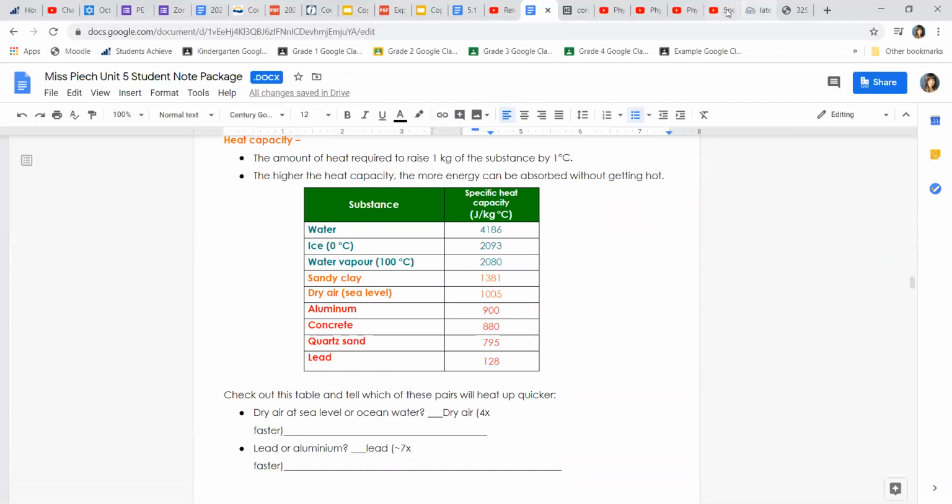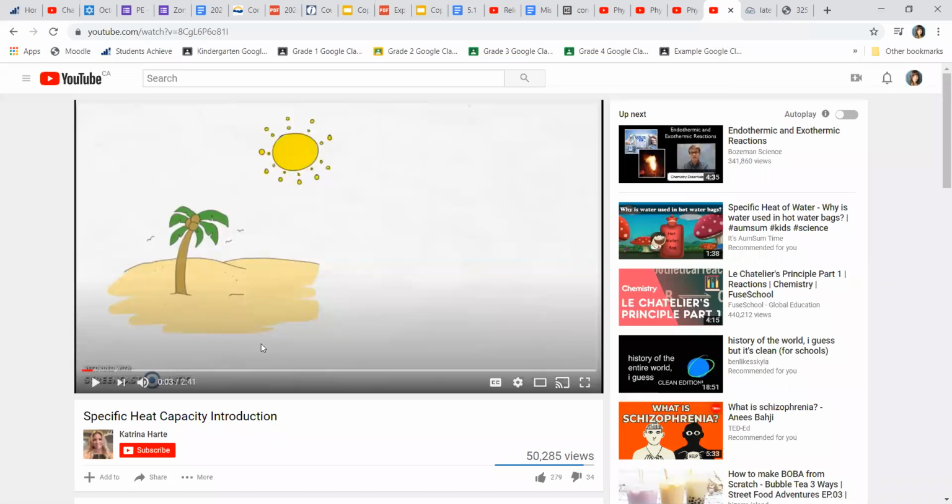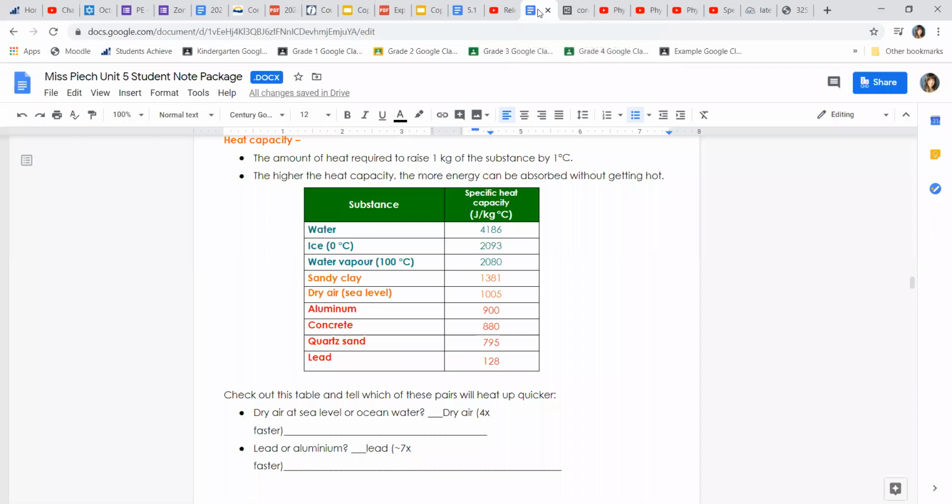And I do have a little video here that quickly goes through specific heat capacity, and it helps explain why, if you go to the beach, the water is so much cooler than, let's say, the sand.